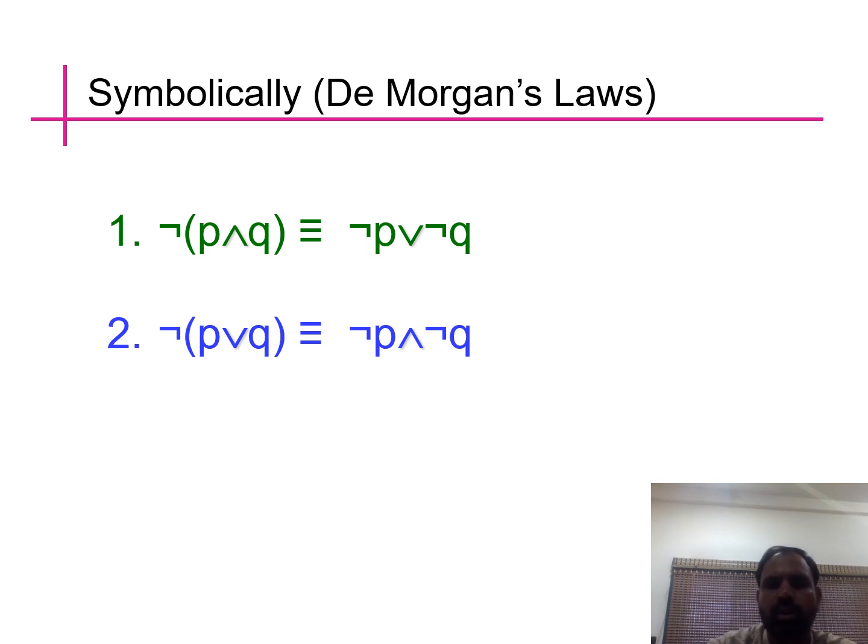Symbolically, De Morgan's laws are written in this form. Negation of P and Q is equivalent to negation of P or negation of Q. Negation of P or Q is equivalent to negation of P and negation of Q. These are the symbolic representations of De Morgan's laws.